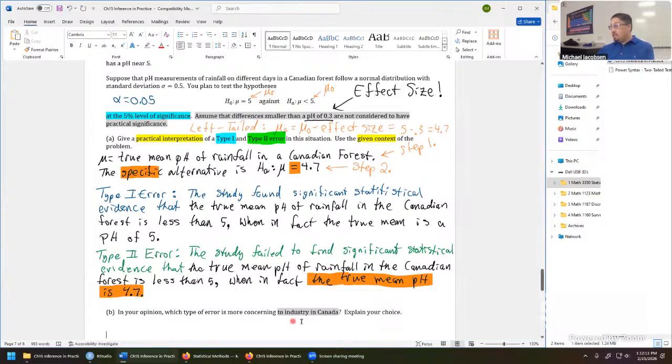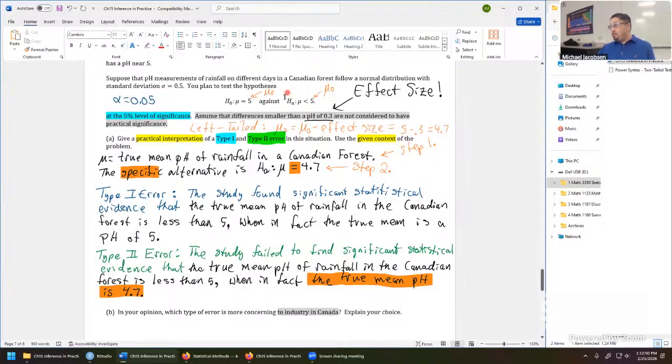What happens in a type 2 error? Again, we're only thinking about industry and nobody else in this question. In a type 2 error, the study failed to find significant statistical evidence that the true mean pH of rainfall is less than 5. In other words, we failed to reject the null. We found no evidence of this alternative being true, when in fact, it is true. It's at 4.7. That's the assumption in the type 2 error. But would industry care about that? Probably not. I mean, that might concern them. Some of the big CEOs might lose sleep at night. Probably not, but some of them might.